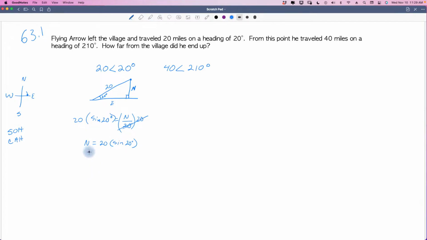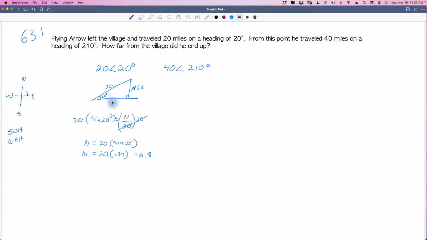All right, so now we just look on our calculator and we type in the sine of 20, and I've already done this ahead of time to save some seconds, that's going to be 0.34. And when we multiply that out, we get 6.8 is what n equals, right? So this one is 6.8 right here.